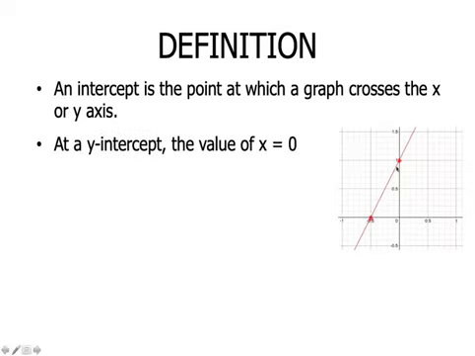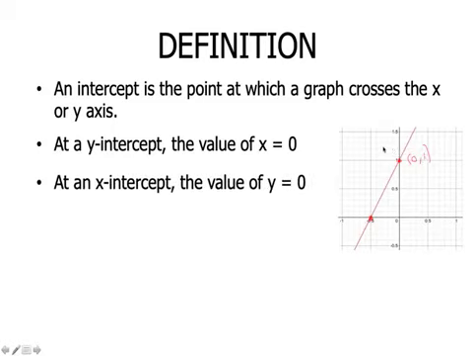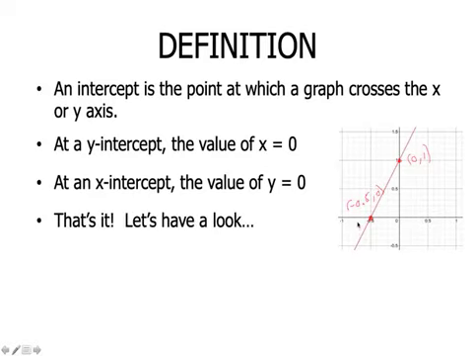But let's get a little more mathematical about this. At the y-intercept, the value of x is 0. And we can see that, right? This is the point 0, 1. And conversely, at the x-intercept, the value of y is 0. What point is that? Well, it's the point negative 0.5, 0. Right? The y value here is 0. And that's it, right? They're going to make this a little more complicated, but let's take a look at what you could see on the test.